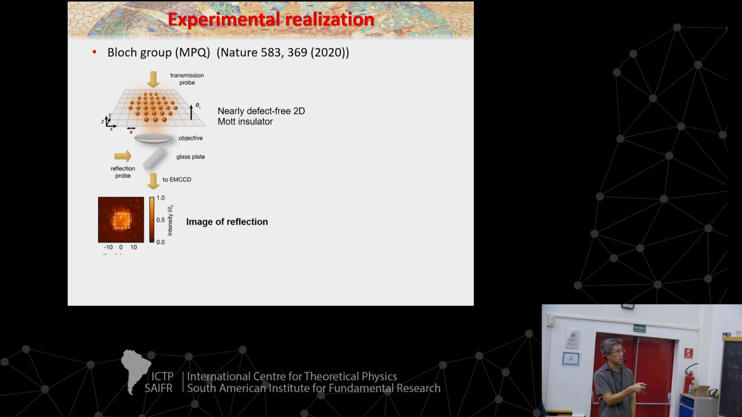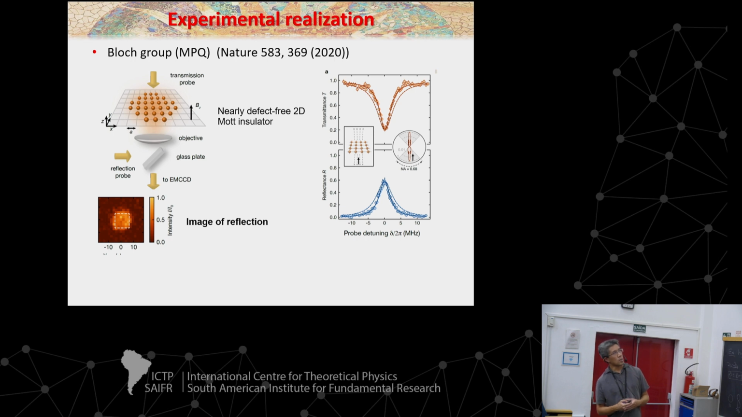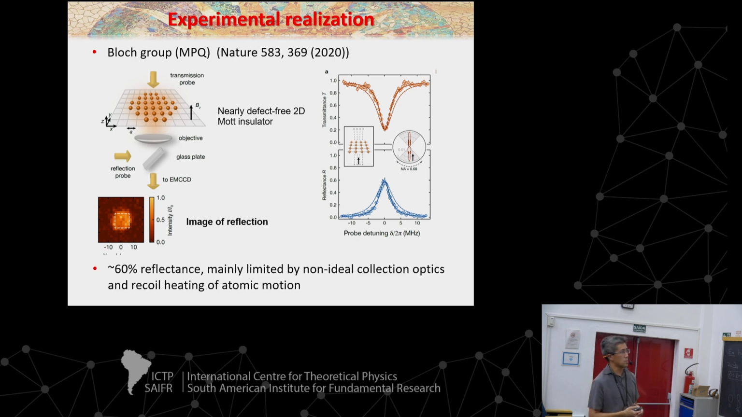What they're plotting here is the reflected field in some normalized units. This dotted region here is exactly where the Mott insulating region of the atoms sits. So you see that exactly where you have one atom per site, you get a very high reflection. If you actually look quantitatively, you see the reflection is not 100%, it's closer to 60%.